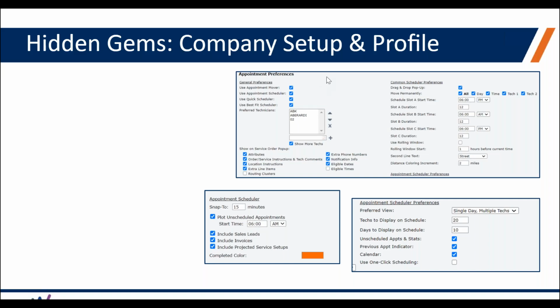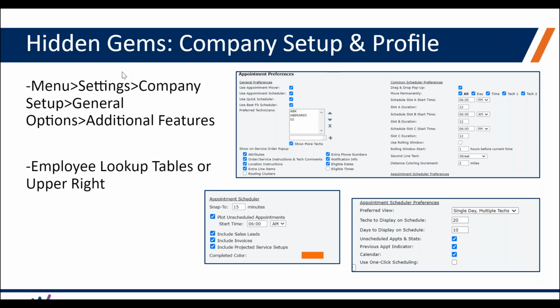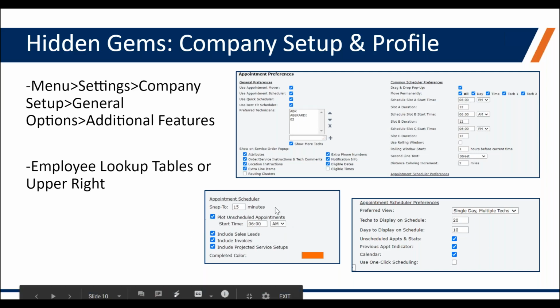All right. So now we have our hidden gems that Brian and I have been talking about this whole time. Some of them are pulling from company setup and/or profile options. So let's start off with company setup. Under menu settings, company setup, and general options, there is our additional features tab. It's the little one at the bottom left, where we show the appointment scheduler.